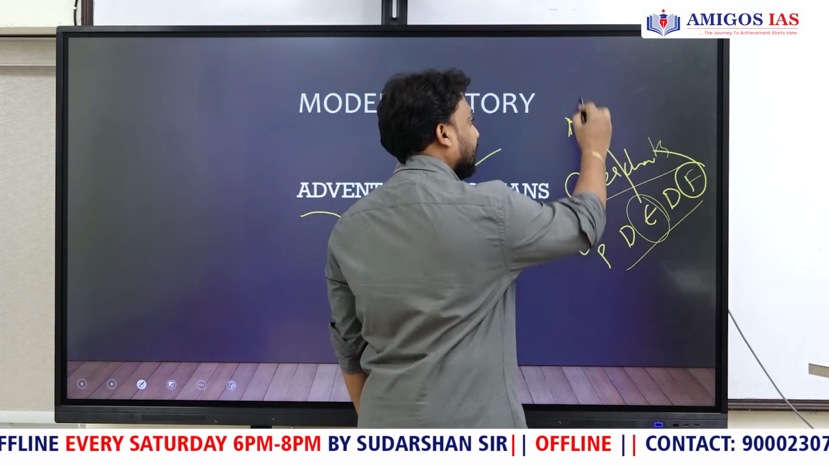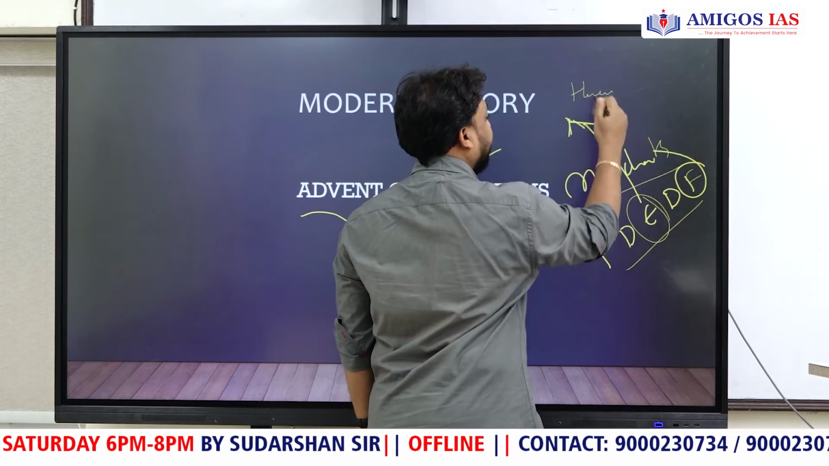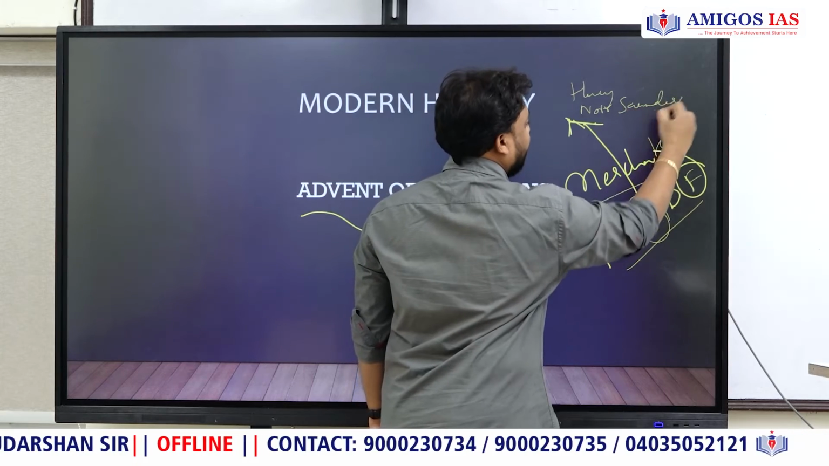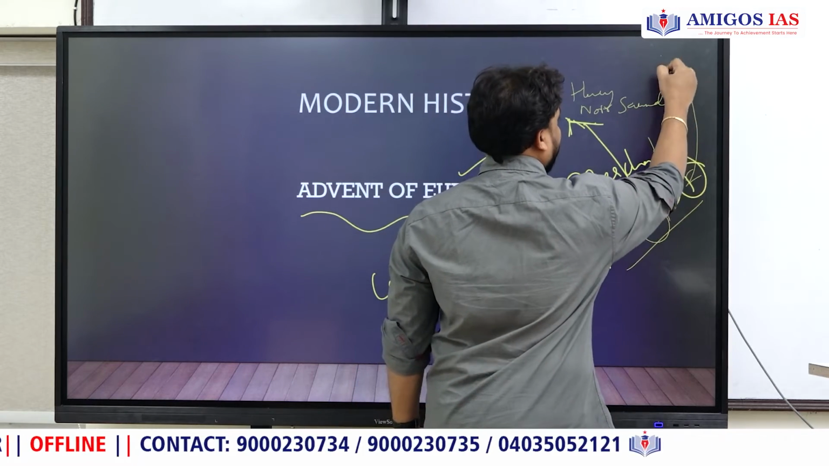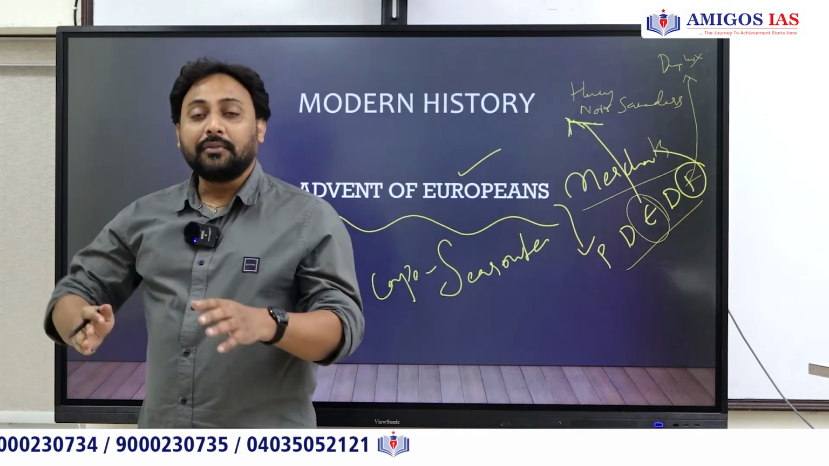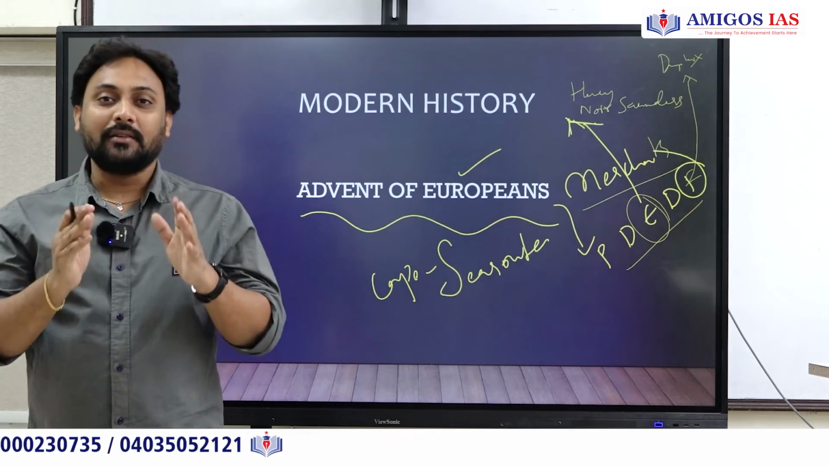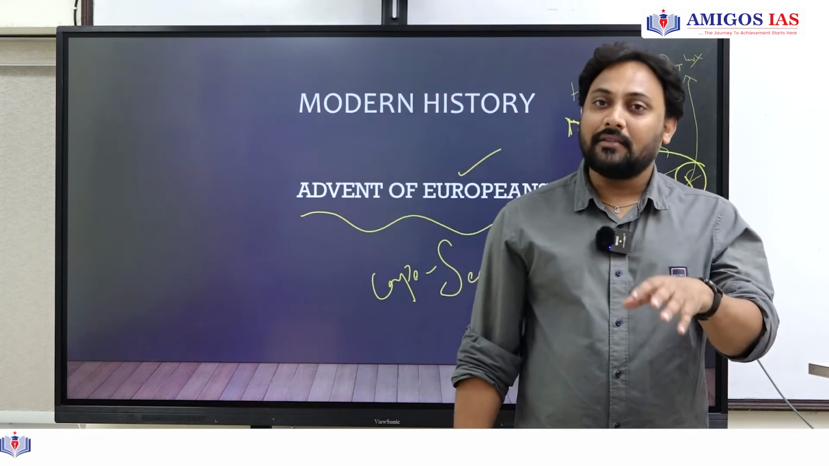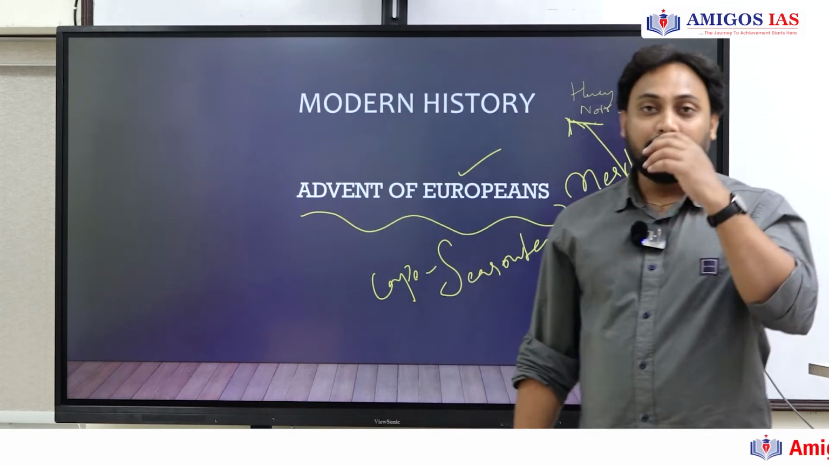English governor Henry Noir Saunders versus French governor Duplay. Between these two governors, there were 3 Carnatic wars. The commander was Robert Clive. Initially, Robert Clive was not a governor, he was a commander in the company.